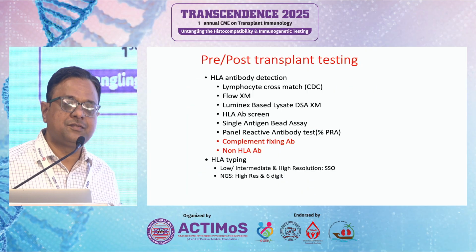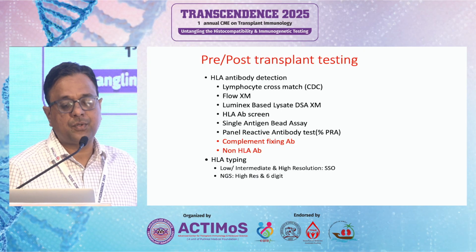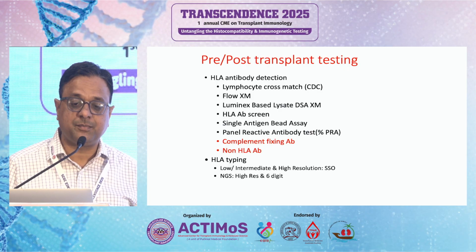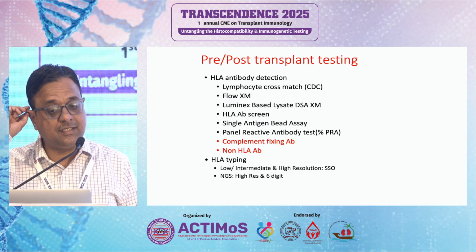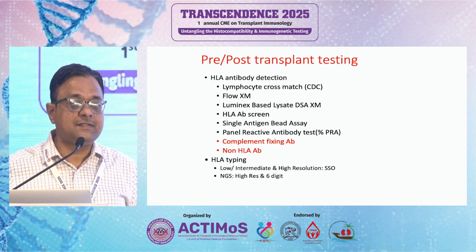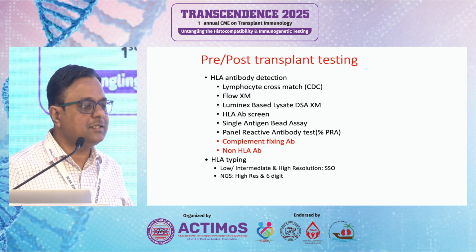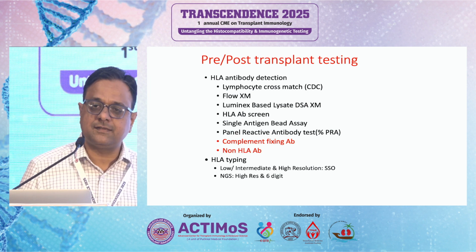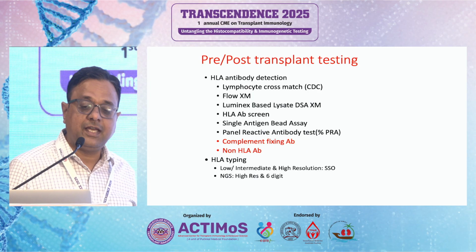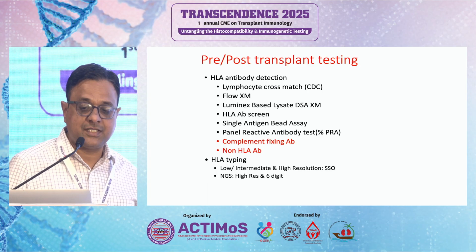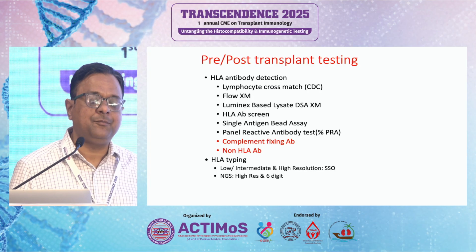These are the number of tests which you see in any HLA lab, starting from CDC cross-match, flow cross-match, and Luminex-based lysate cross-match. These are the 3 cross-matches. Then there are antibody tests which we offer in all HLA labs. One is called antibody screen, one is PRA, panel reactive antibody test in the form of percentage, and single antigen bead assay. And there are 2 newly introduced tests: one is the complement fixing test, another one is the non-HLA antibody test. The second category of tests is HLA typing, which is HLA matching ABDR, high resolution or low resolution. These are the tests which any lab will offer.